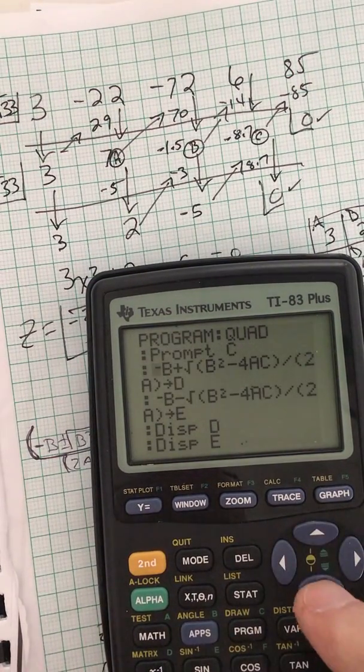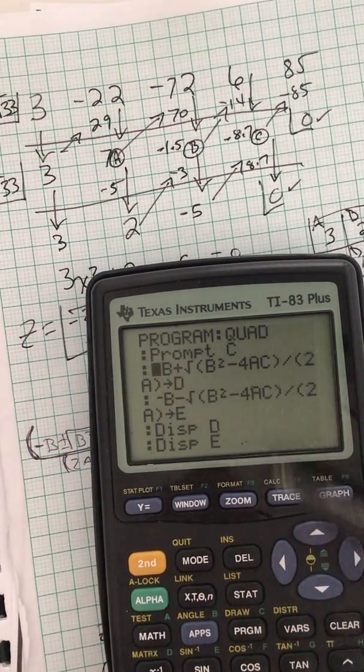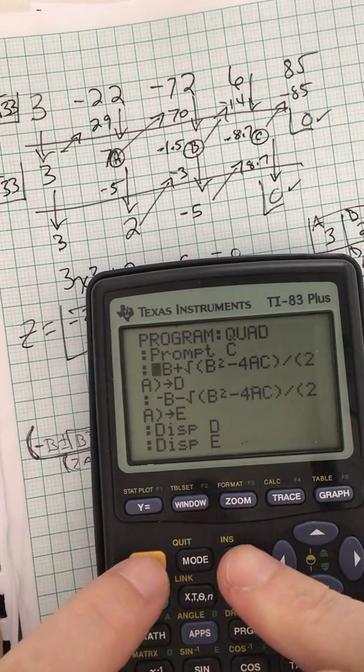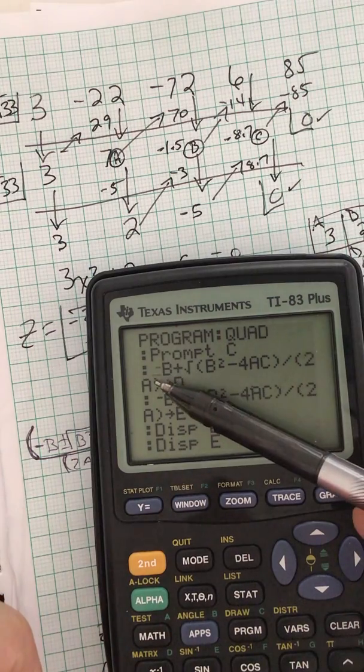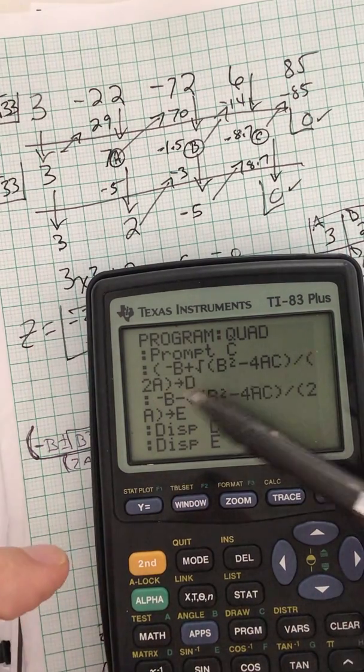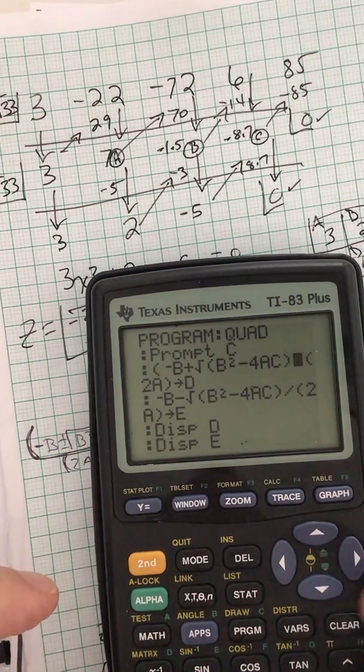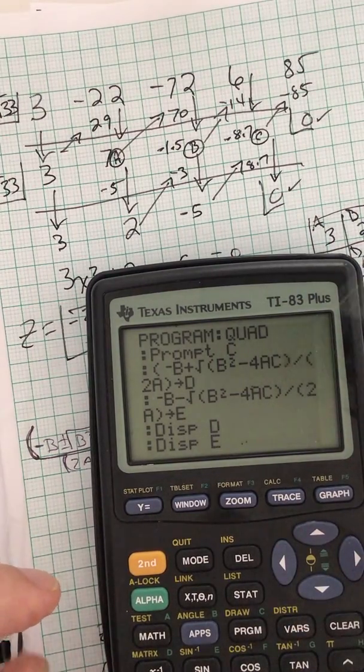I'm going to come up here. I'm going to sit right at the negative. Now look, on our calculator right there is yellow insert. So I'm going to hit second insert, and now it's starting to flash. So whatever I type, we'll put it in front of there. So there's that parentheses. And then I'm going to come over here and put another one right there.